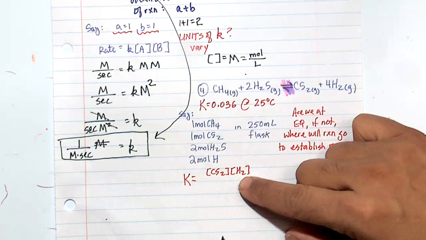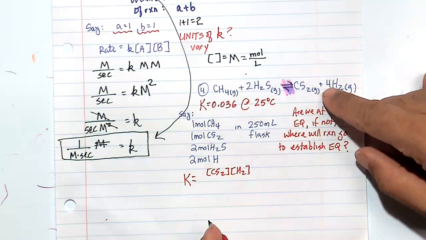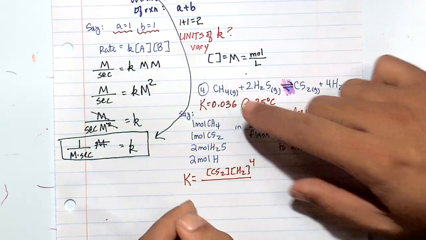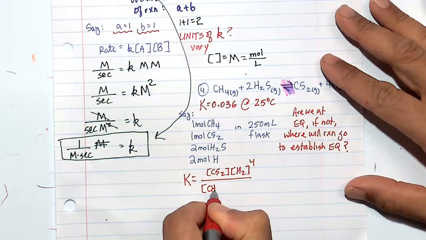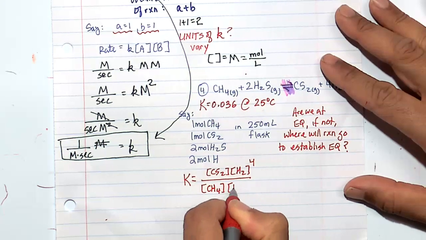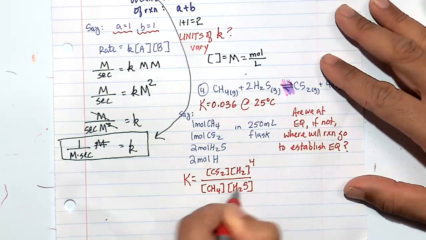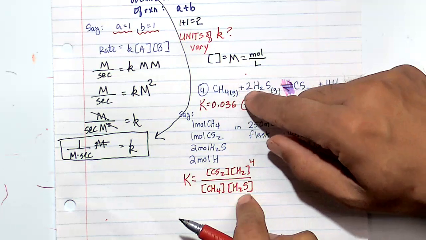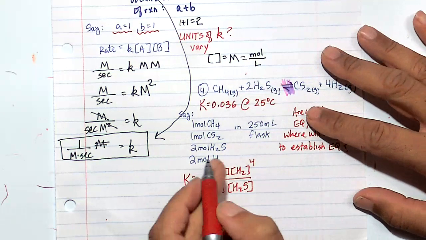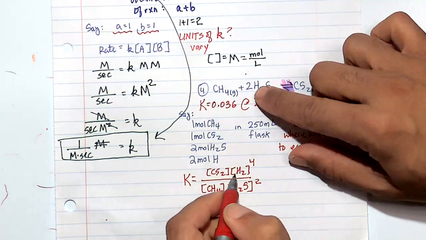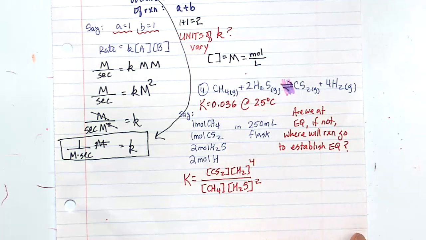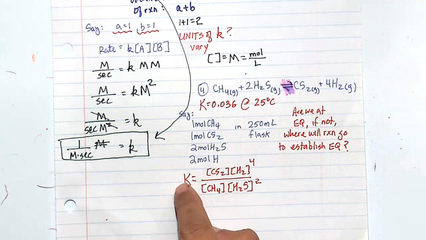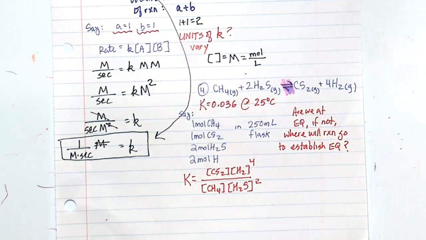What do I have to do with that H2? What power do I have to put it in? 4th, divided by reactants, products over reactants. What do I have to do with that H2S? What power do I have to put it in? Square. So this is called the law of mass action. We know this has to equal 0.036. That's given to us in the problem.